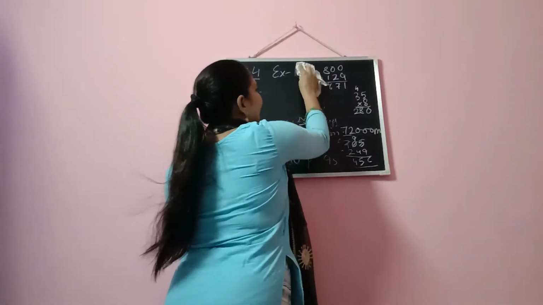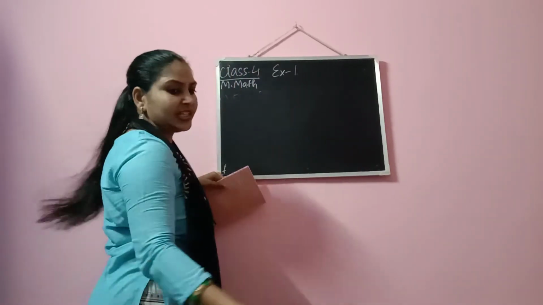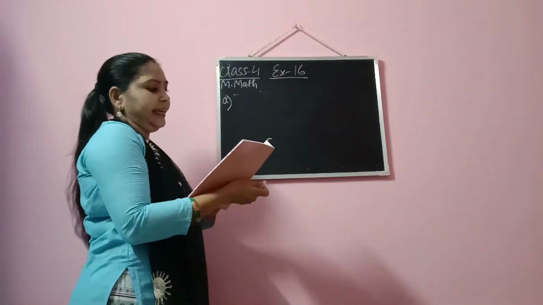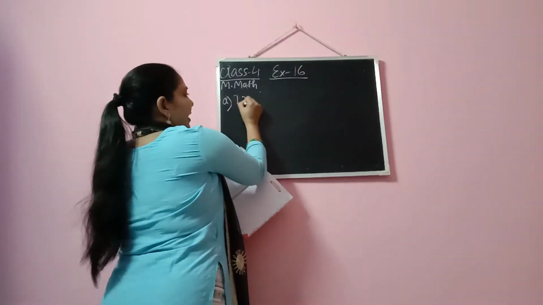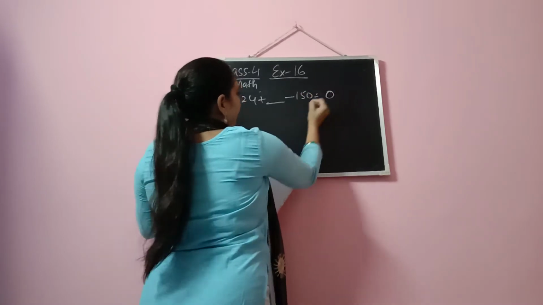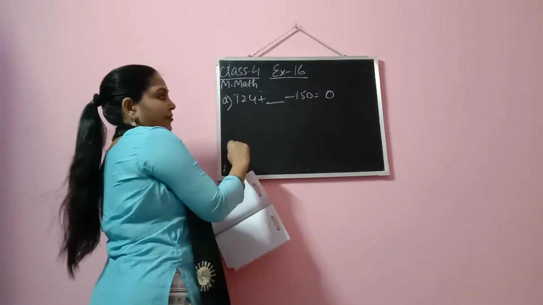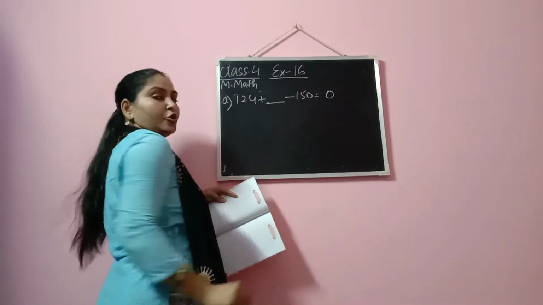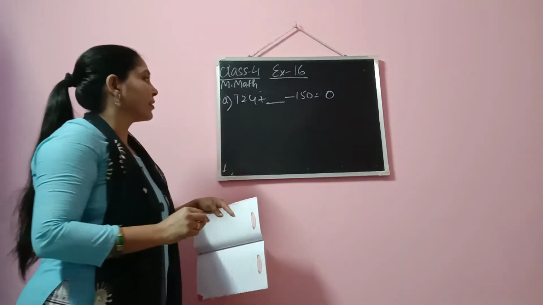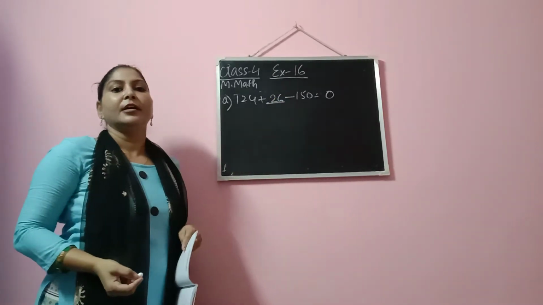So we'll just remove this. The first question of exercise number 16. It is saying 124 plus dash minus 150 is equal to 0. So now we have to add such a number which will make it 150. Then only 150 minus 150 should be 0, no? So what number shall we add here? We will add 26. When we add 26 here, then we get 0.